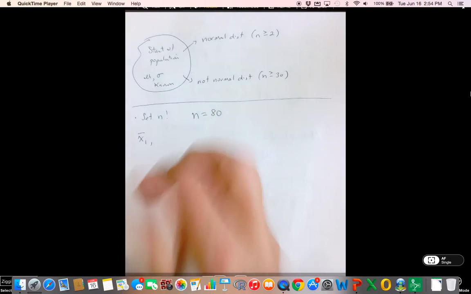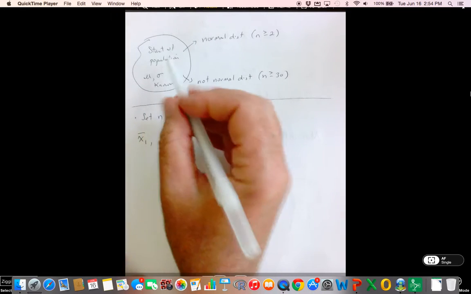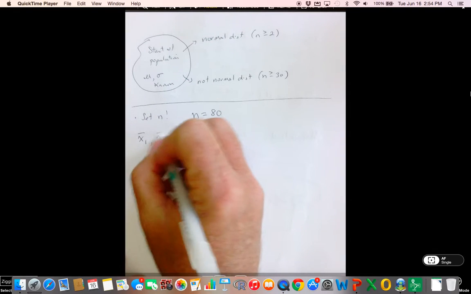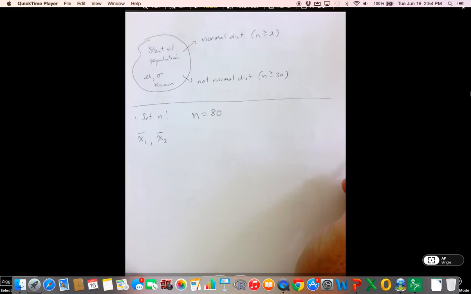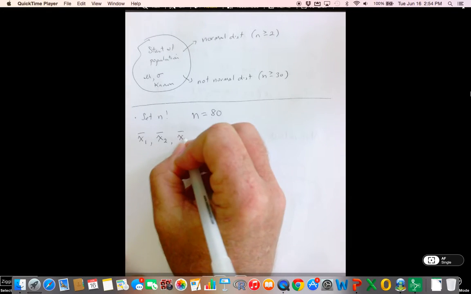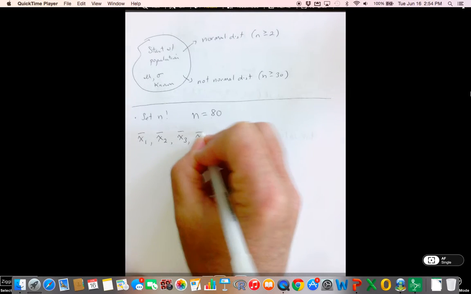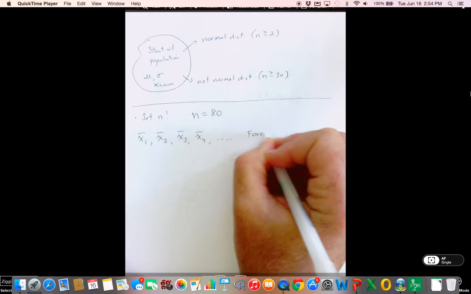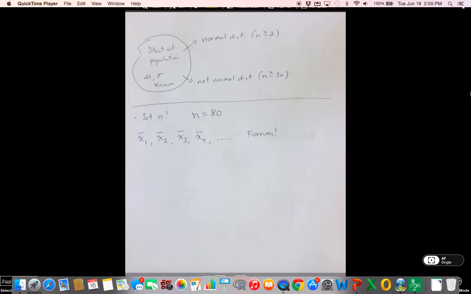Imagine going in and mixing them up with your hands, if you will. I'm going to pull another 80 people out. I'm going to get my second sample mean of size 80. Guys, I'm going to do that again. And ultimately what I'll think about is doing that forever.